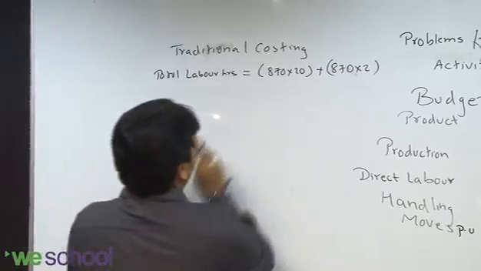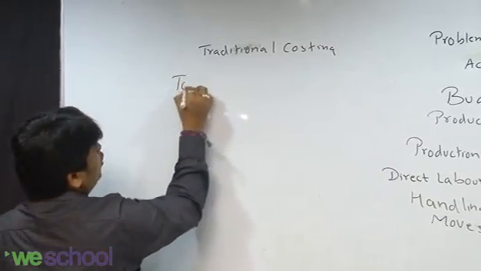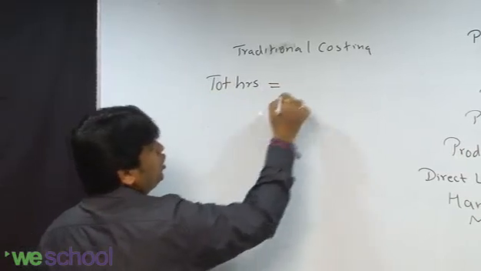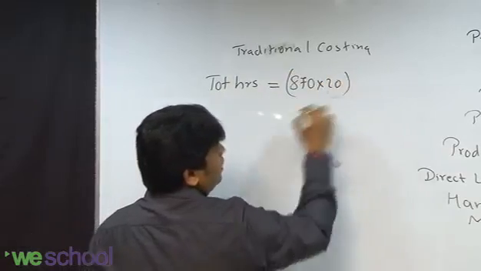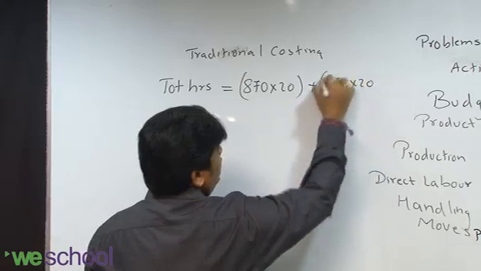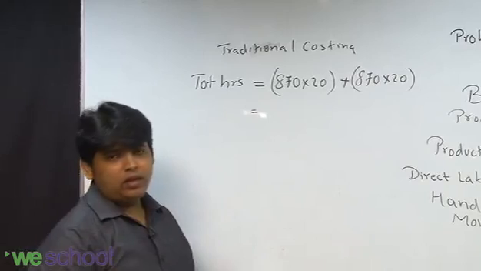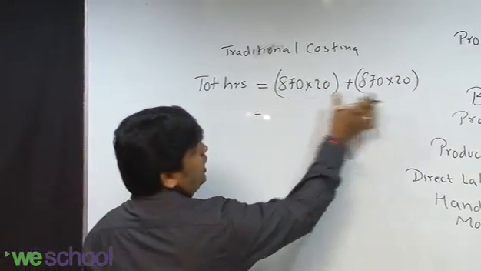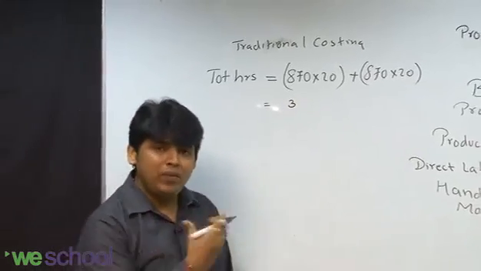Let us write it again, a bit bigger so that there is no problem. Total labor hours is equal to 870 into 20 for A plus 870 into 20 for B. Now please help me in the calculation. Multiply this and multiply this. Whatever the answer is, can you help me in giving the answer?